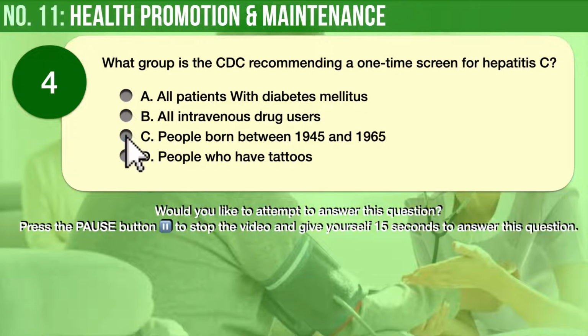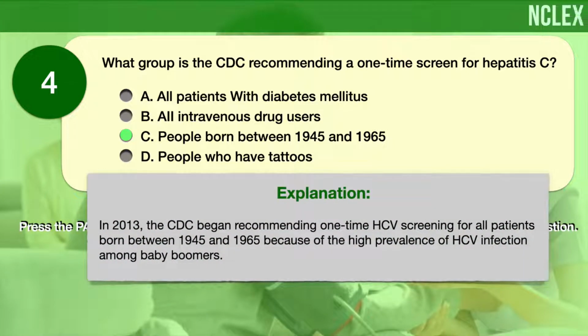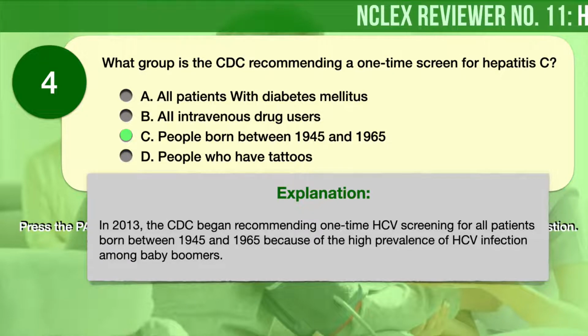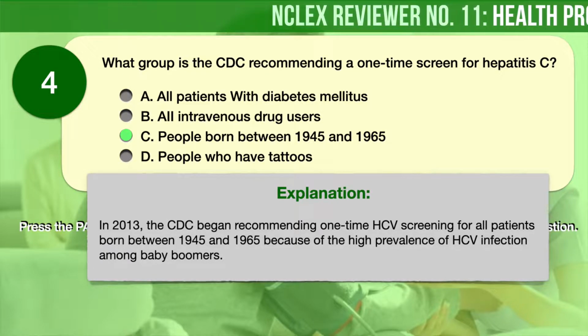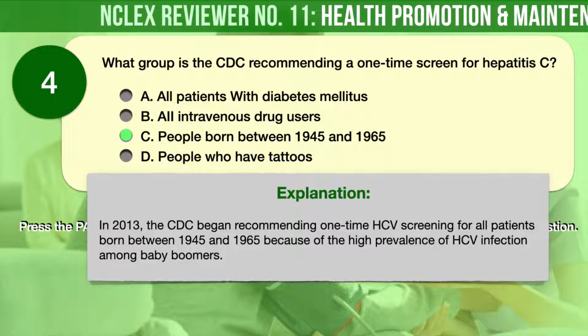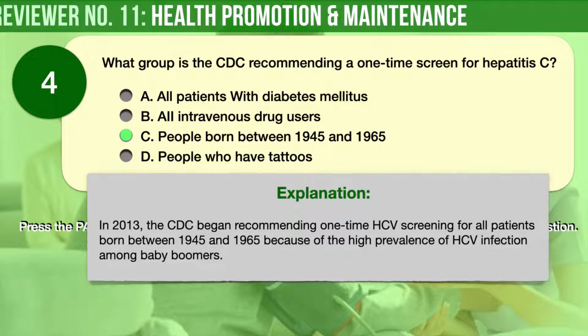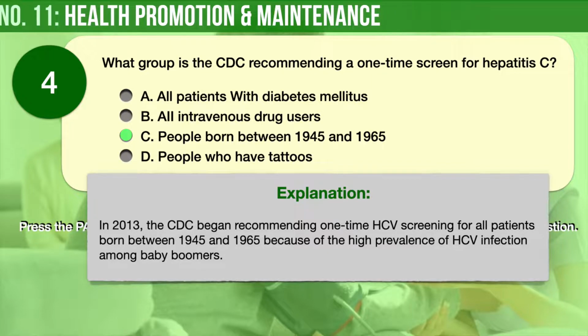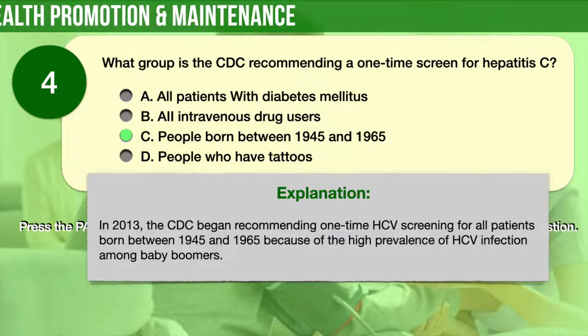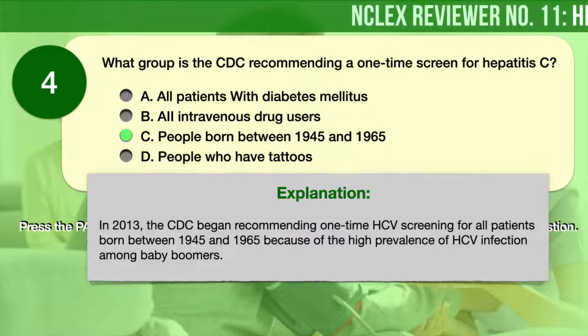The correct answer is C. People born between 1945 and 1965. In 2013, the CDC began recommending one-time HCV screening for all patients born between 1945 and 1965, because of the high prevalence of HCV infection among baby boomers. During that time period, there was no universal blood screening program in place, and it is believed that many people were exposed to hepatitis C.